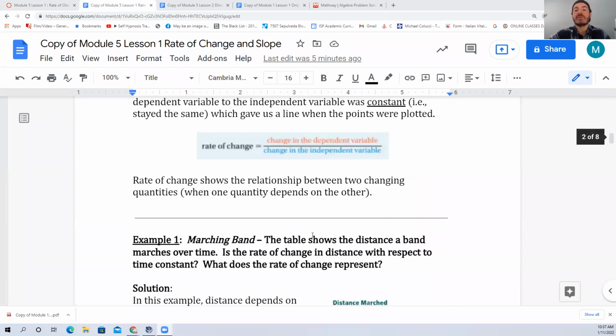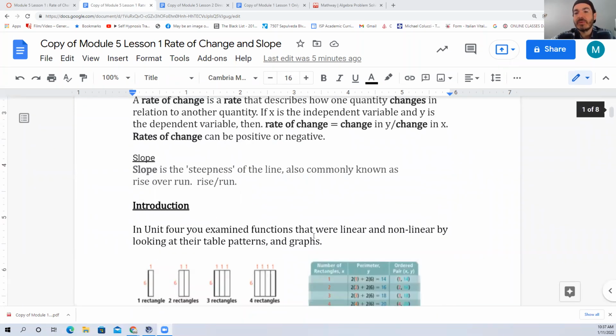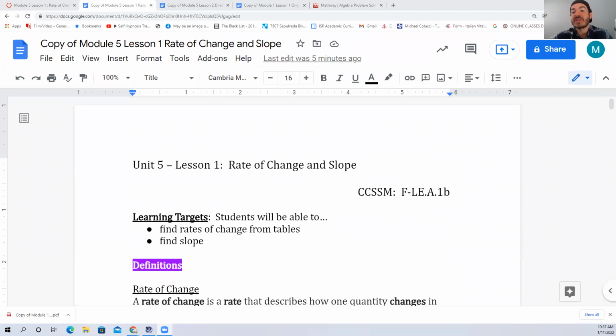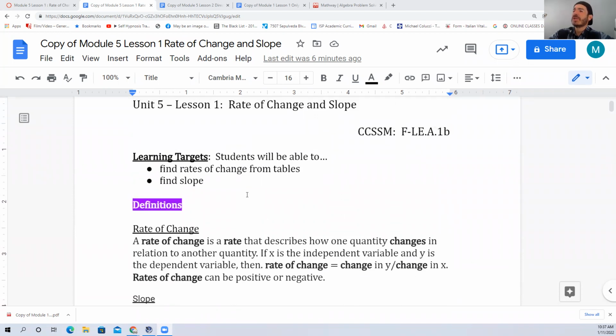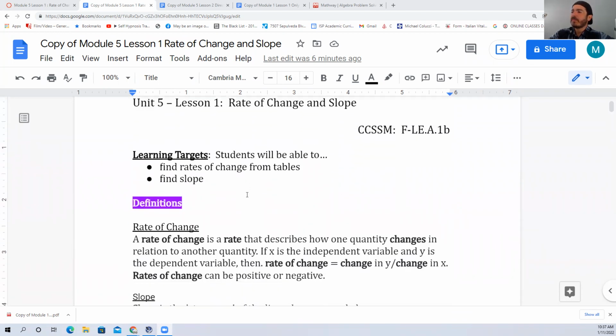But if you're working on Module 5 right now, I want to give you at least some insight into what's going on with some of this language, because a lot of it is just that the language is a little tricky. All right, so I am looking off to my right where my assignment is. You should be sharing screen right now and able to see Module 5, Lesson 1, rate of change. This is the assignment. You'll be able to find rates of change from tables and find slope.